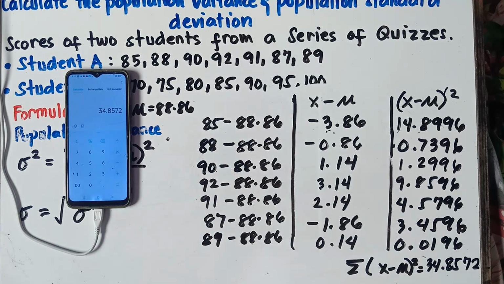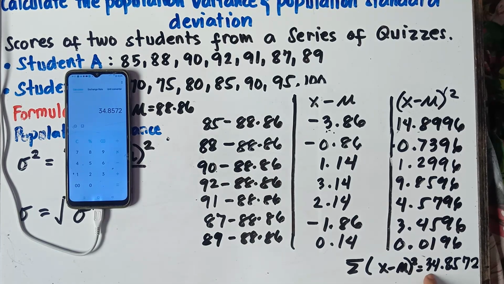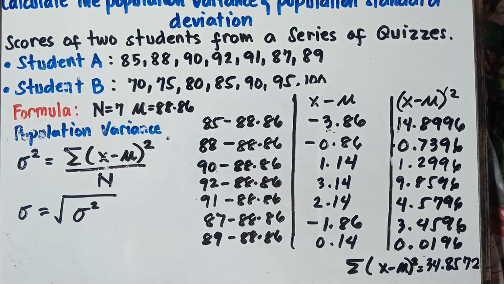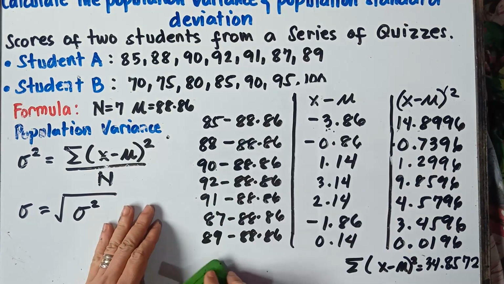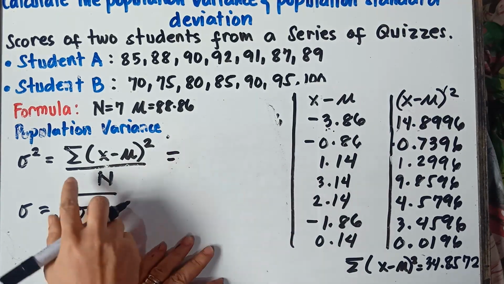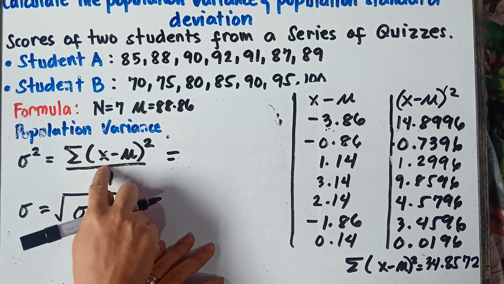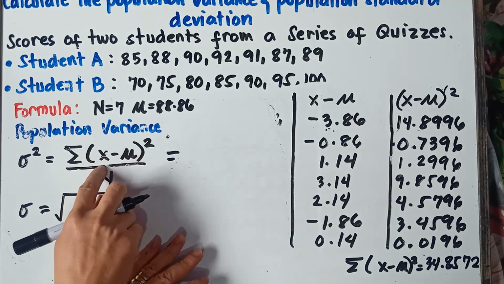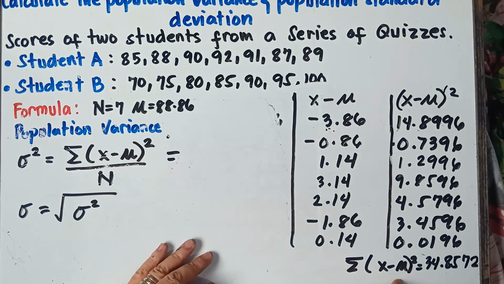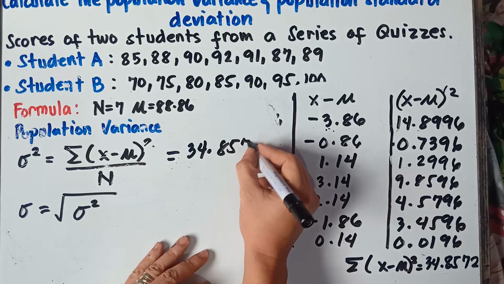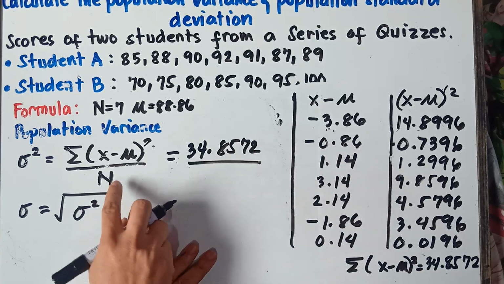So copy all the four decimal numbers, class, because this is not yet our final answer. We have 34.8572. So I'll be erasing this one, class. This is the summation of the sample minus the population mean squared, and the answer, class, is 34.8572. And then divide by the total number of samples.